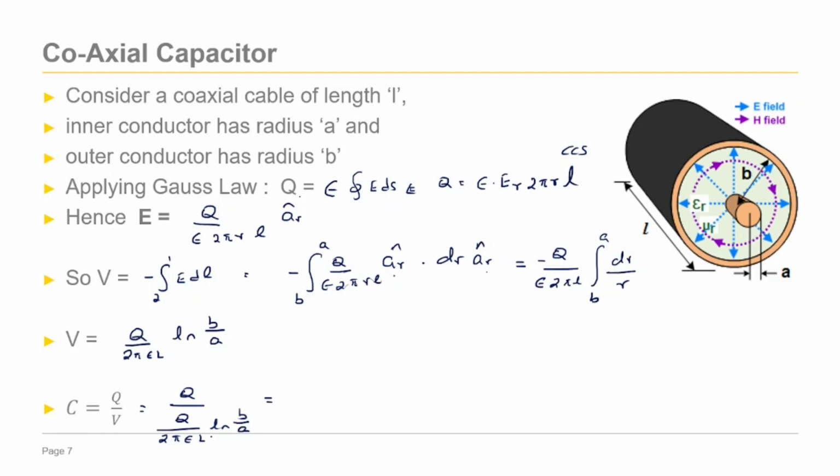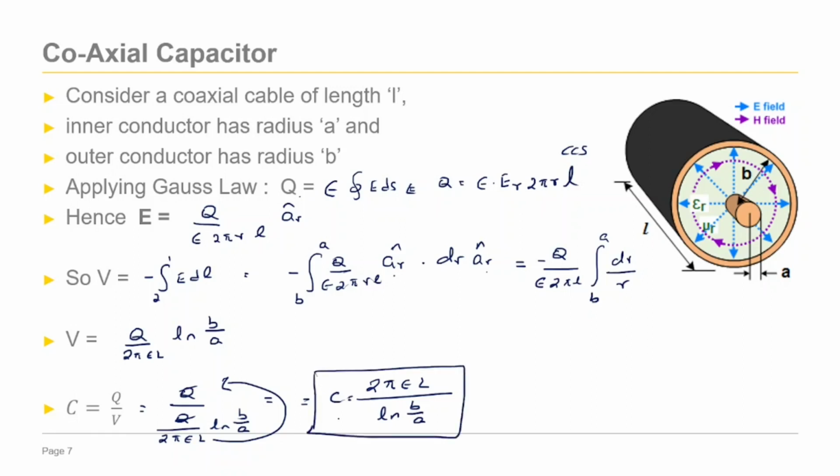So Q goes out, and this goes on top over here. So 2 pi epsilon L divided by the natural logarithm of b by a is going to be the capacitance in a coaxial cable, which is an interesting relation.